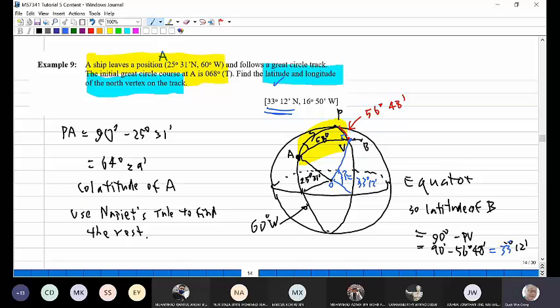Okay, then the other part is, what is the longitude of the vertex now? So in this way, you need to know where is this line. Where is this line here? Where is this line joining the pole to the vertex?